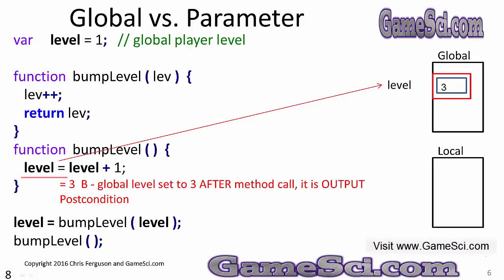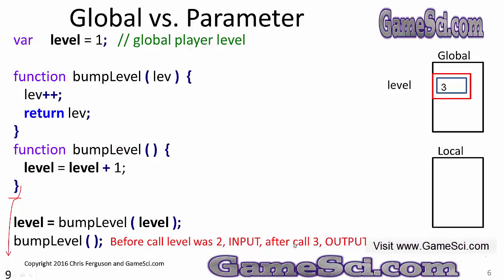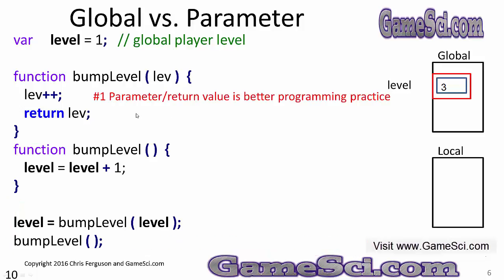Again, we're using option B, using our global variables as input and output to the function. The global variable was set to 3 after the method call. It becomes output, or what we call the postcondition. Before the call, level was set to 2. It was input to bump level. After the call, level was set to 3. It becomes the output of the method. Those are the 2 techniques for sending input and output to and from methods.